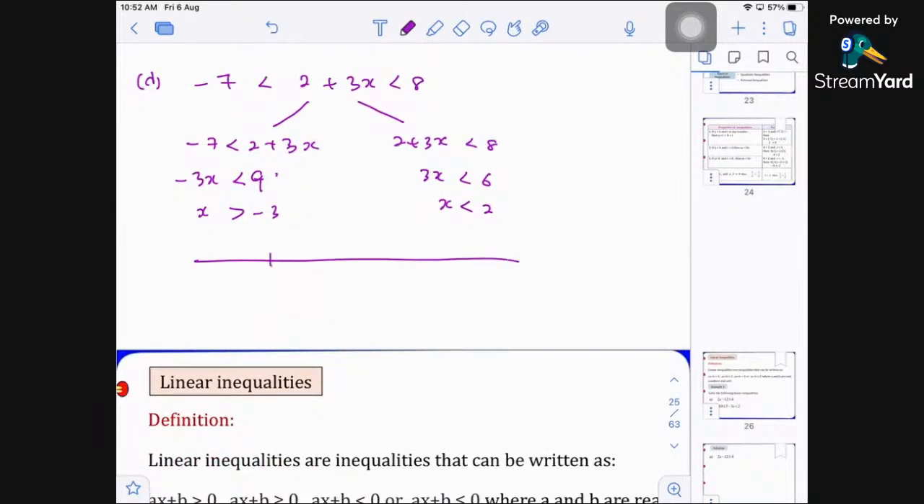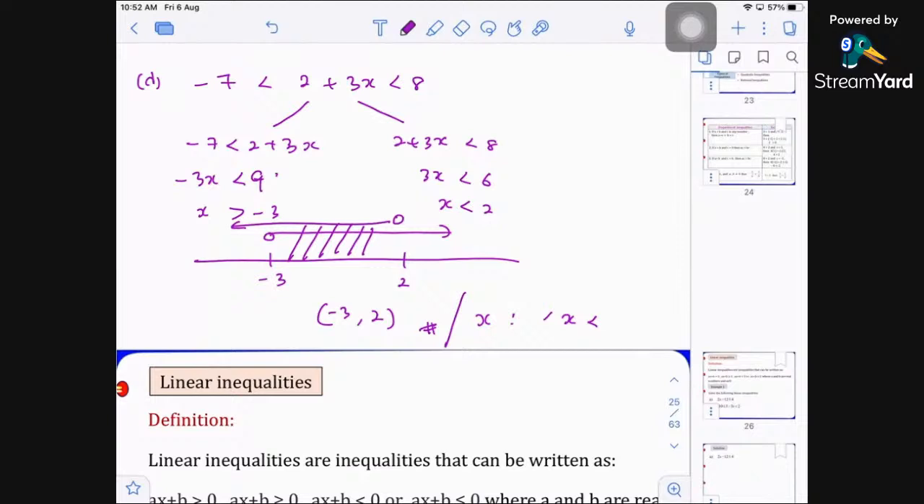Buat satu number line. This is where the important part comes in. This is negative 3, and this is 2. So greater than negative 3, less than 2. So you can see the intersection is here. Your final answer is going to be negative 3, 2. This is in the form of open interval, yes or not? But if you don't want to write in this form, you can write like this also: negative 3 and 2 in curly brackets. Boleh faham sampai sini kelas?